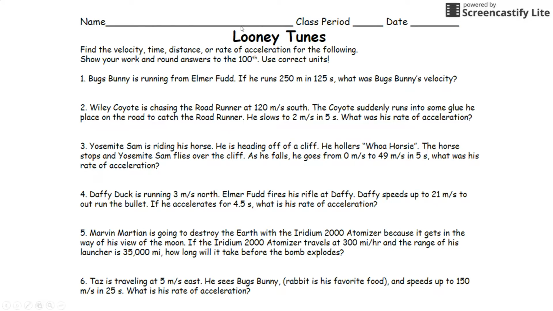Okay, we're going to look at the side of your worksheet that says Looney Tunes. Basically, we are going to be finding velocity sometimes, but also some acceleration. So let's look at the difference between these things.